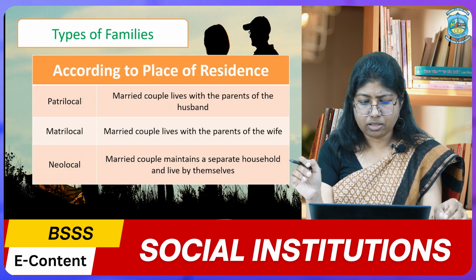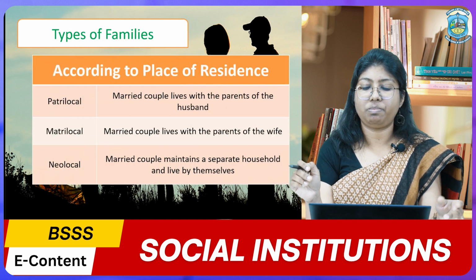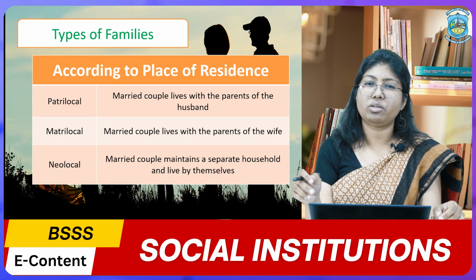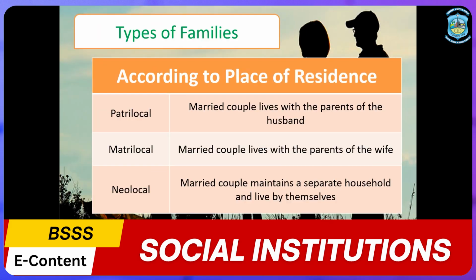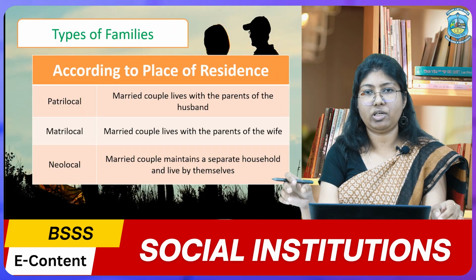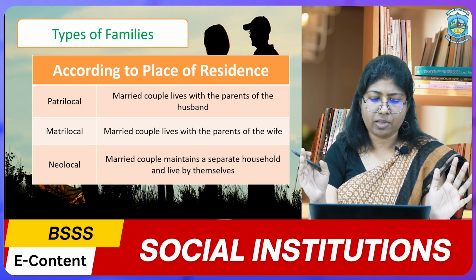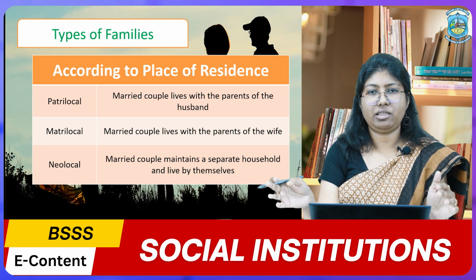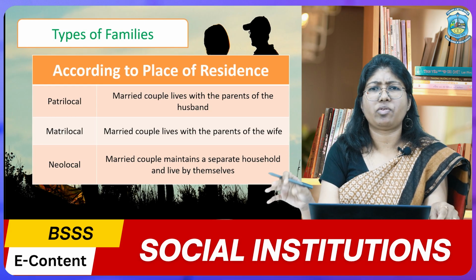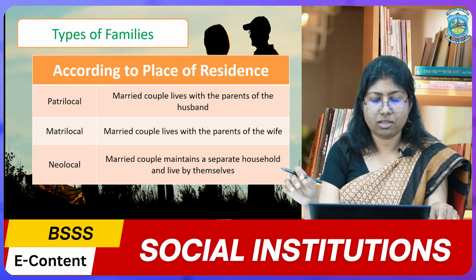Let's take a look at another type that comes from the place of residence. So according to the place of residence, we have patrilocal, matrilocal, and neolocal. Patrilocal family means what? The married couple lives with the parents of the husband. So after marriage, the wife is going to the husband's place and resides over there. This is what a patrilocal family is like.